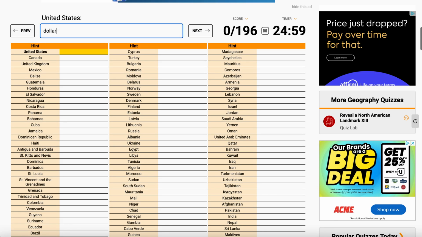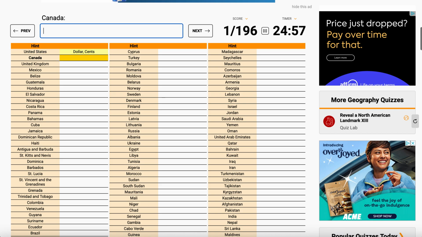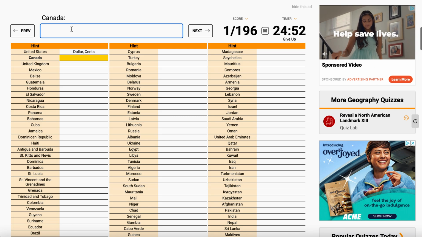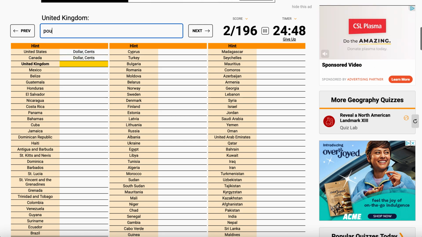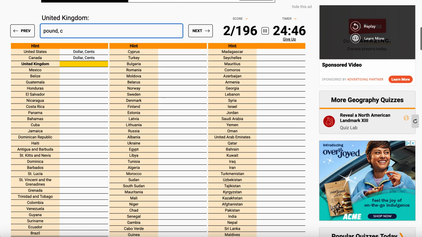So, United States, dollar and cents. This is basically how it goes. Type in the currency, comma, subdividing unit. So, Canada, dollar cents. United Kingdom uses the pound sterling, divided into pence. Mexico uses the peso, divided into centavos. Belize is dollar cents. Guatemala uses the quetzal, divided into centavos.